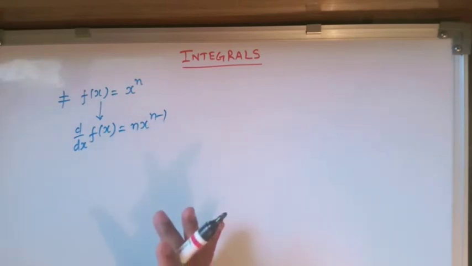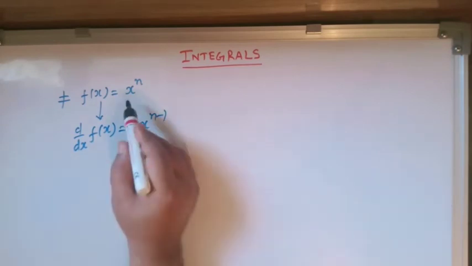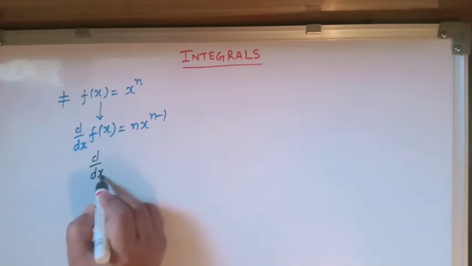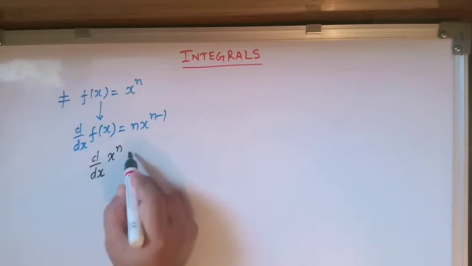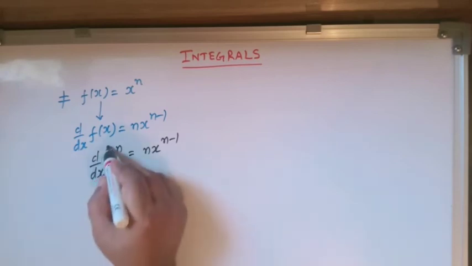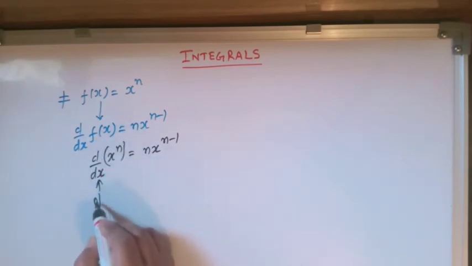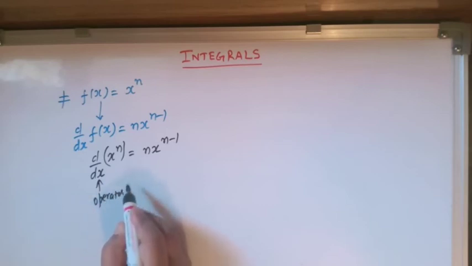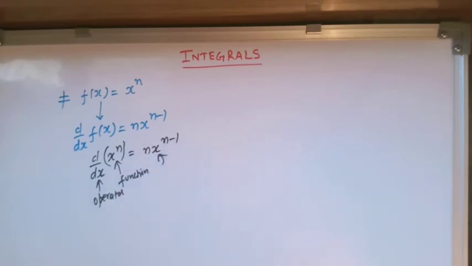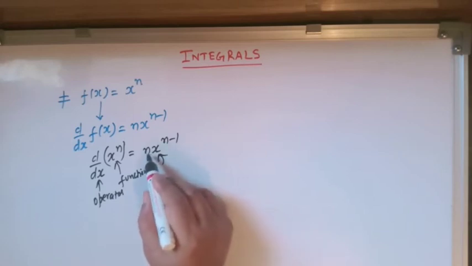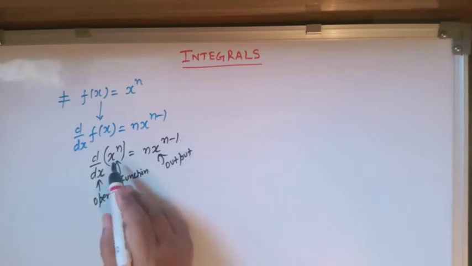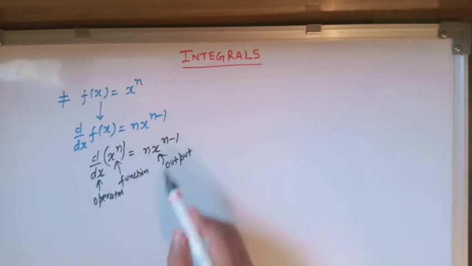Now let us see the integral of x raised to n. This expression can also be written as d by dx of x raised to n is equal to nx n minus 1. Here this is the operator, this is the function, and this is the result or the outcome or the output. The derivative of x raised to n is nx n minus 1. Clear?